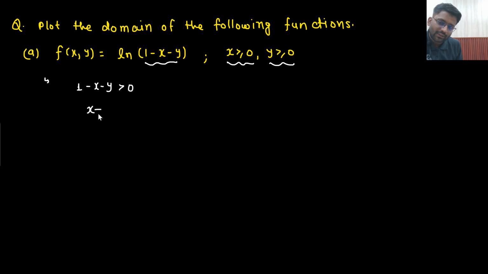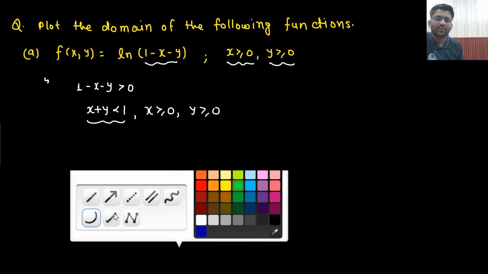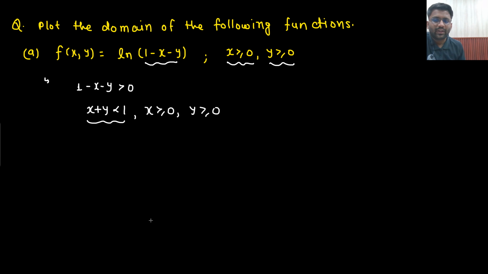Right? So what you are getting is x plus y less than 1. So you are getting this condition, x plus y less than 1. Along with that, you are getting x should be greater than 0, y should be greater than or equal to 0. So let's plot it. Where will it be plotted? It will be plotted on 2D axes only.